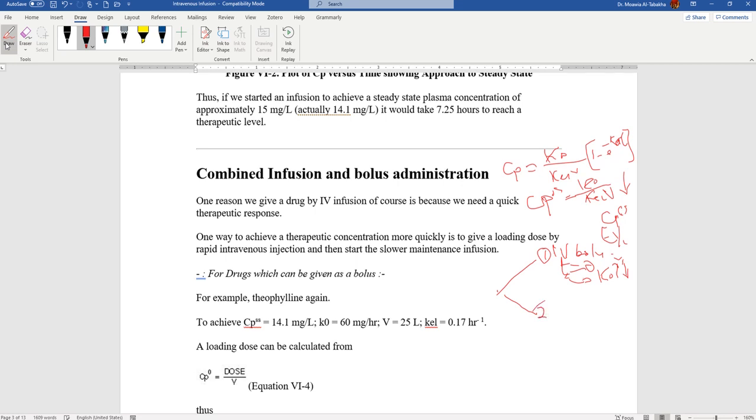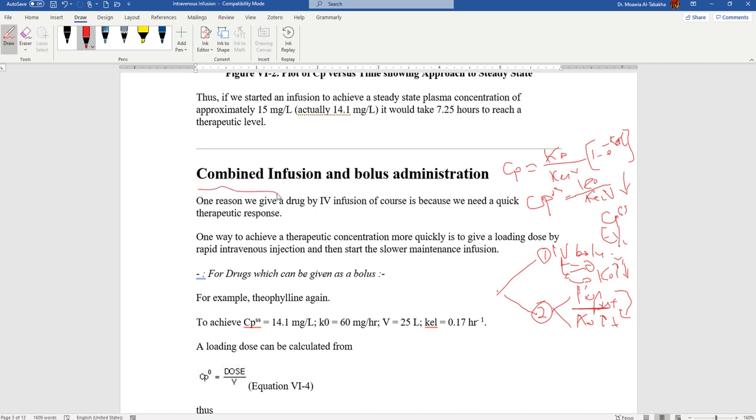Number 2: we give a fast infusion rate, so that when we reach the required CPss with this fast infusion, then we slow down the infusion rate to the normal rate, so that K0, the input, is equal to the rate of elimination, the output. So we will discuss each one of these two ideas to reach the CPss very quickly.